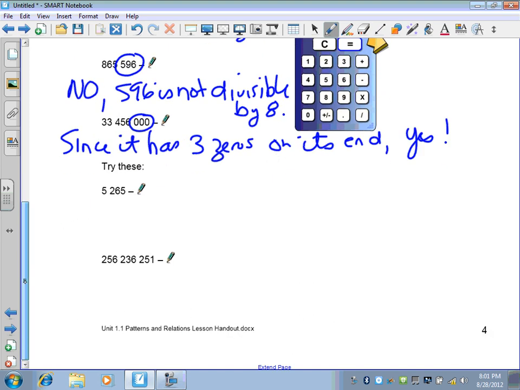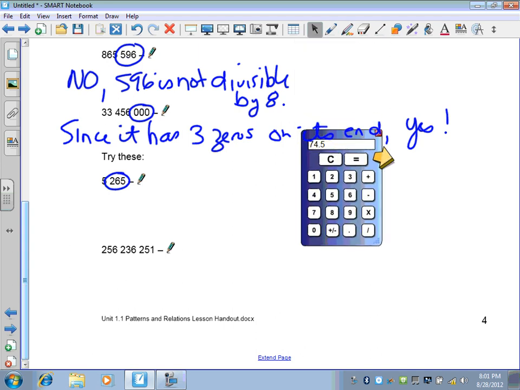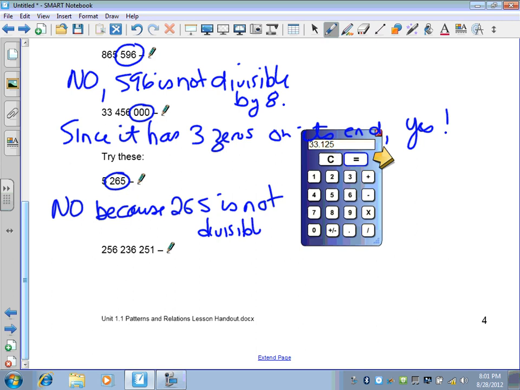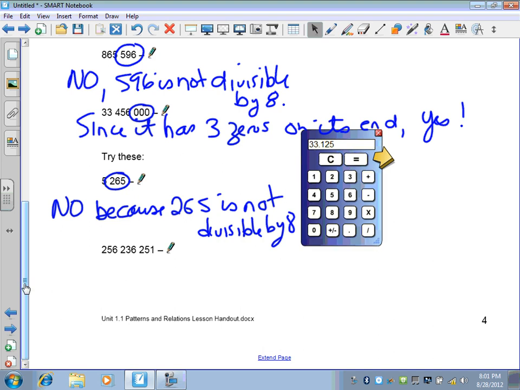Okay, and here's a couple more. We're starting with 265, so grab your calculator. 265 divided by 8. Does it have a decimal? Yeah, so the answer here is no. And the reason is because 265 is not divisible by 8 evenly. All right.